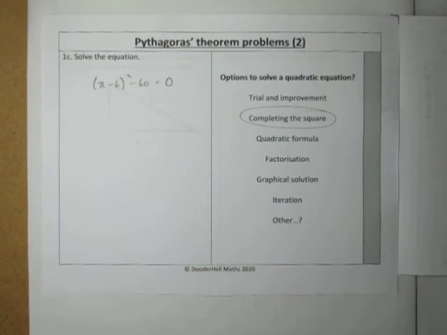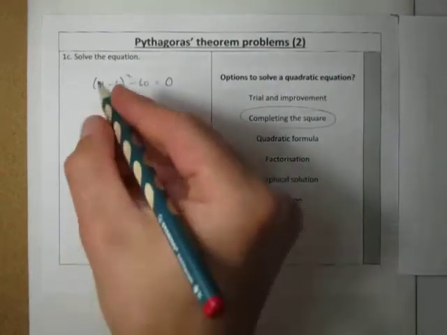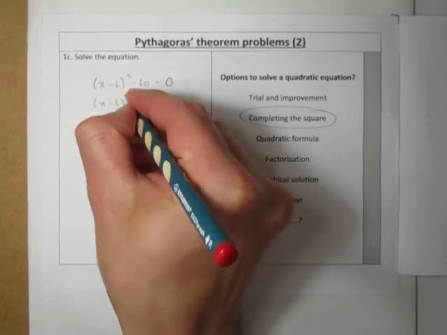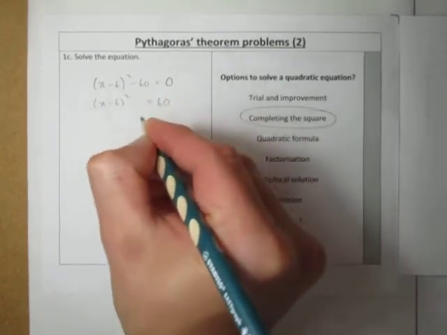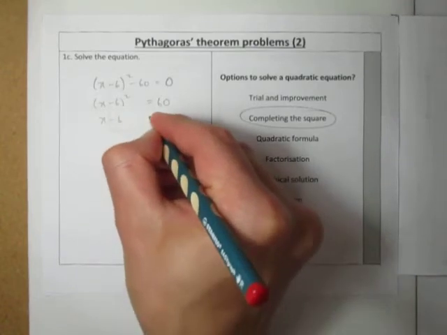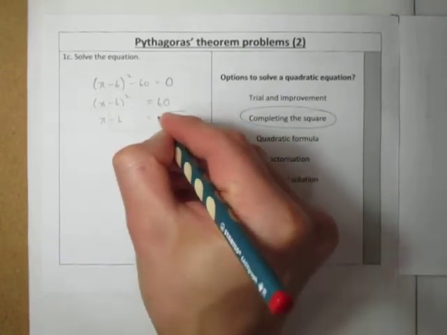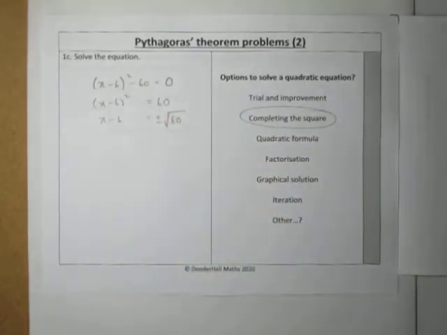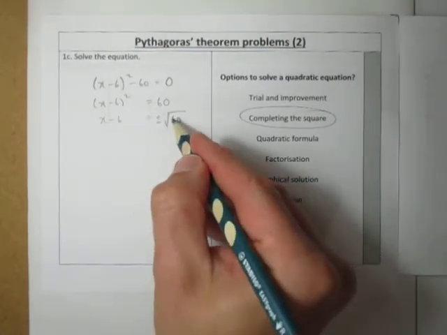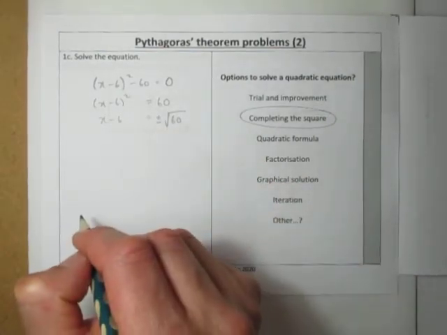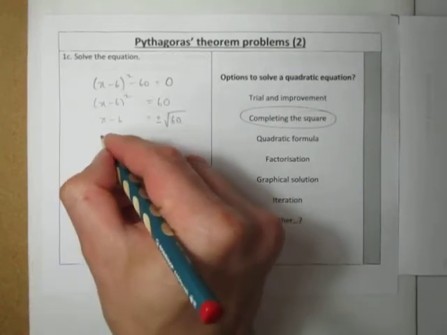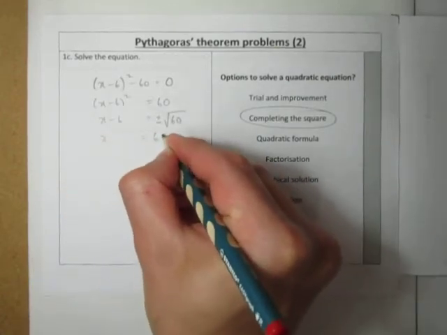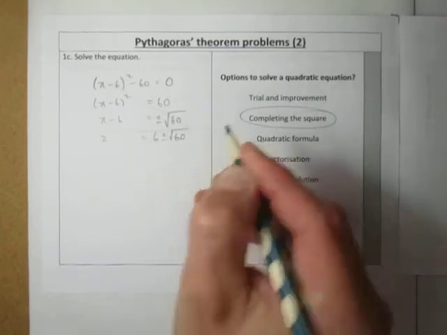Having written it in completed square form, I am now able to solve the quadratic equation just simply by rearranging. So x minus 6 squared is going to be equal to 60. x minus 6 is equal to the square root of 60. However, remember that a square root can have a positive or negative solution. So this could be plus root 60 or minus root 60. We'll have a look at that again in a minute. And x is therefore equal to 6 plus or minus the square root of 60.